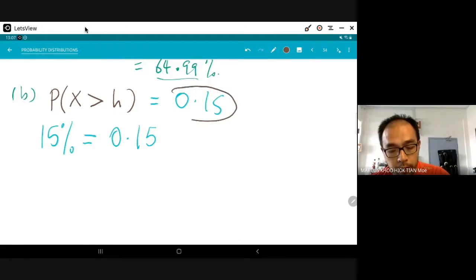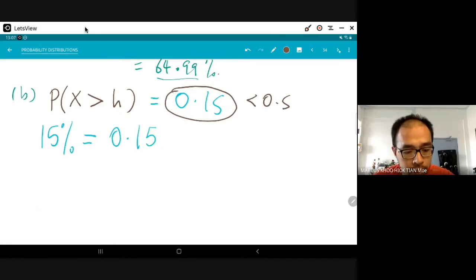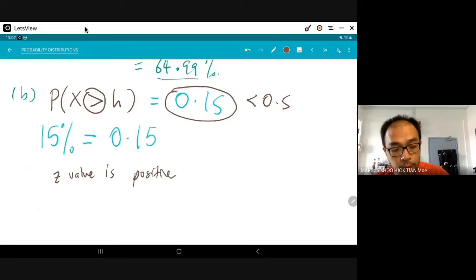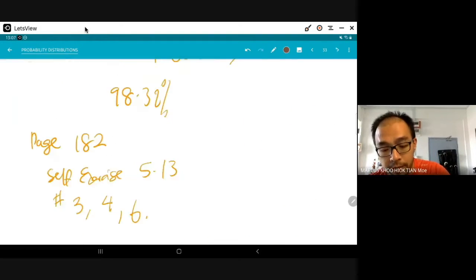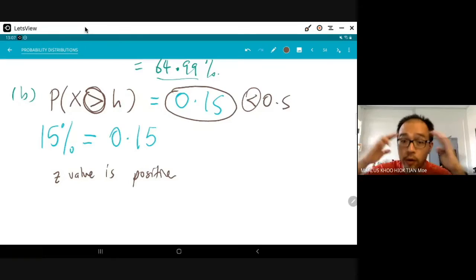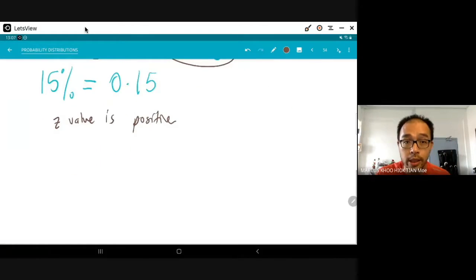Analyze. Is the probability less or more than 0.5? It is less than 0.5. The question says more. So immediately you know the Z value is positive, because the arrows are in different directions. Remember this? When the arrows are in different directions, the Z value is positive. So the analysis of this statement is very important, so that you have all this information in mind when you do the table.